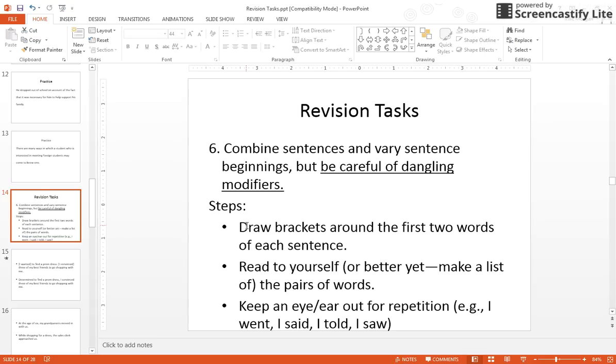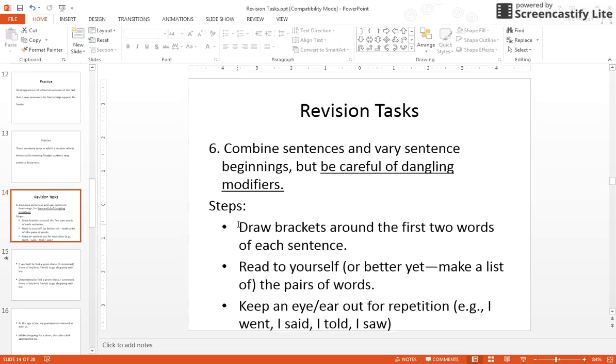Now that you have drawn brackets around the first two words of each sentence, the next step is to figure out if you've got repetition. So do that. You can do this in one of two ways. Either just read to yourself in your head or quietly to yourself the pairs of words. So for example, you might be reading, I have, I went, she said, we did, they then, etc. So you're just reading the pairs, or on the side of your paper, maybe in the margin, just make a list of the pairs of words. So pause and take care of that.